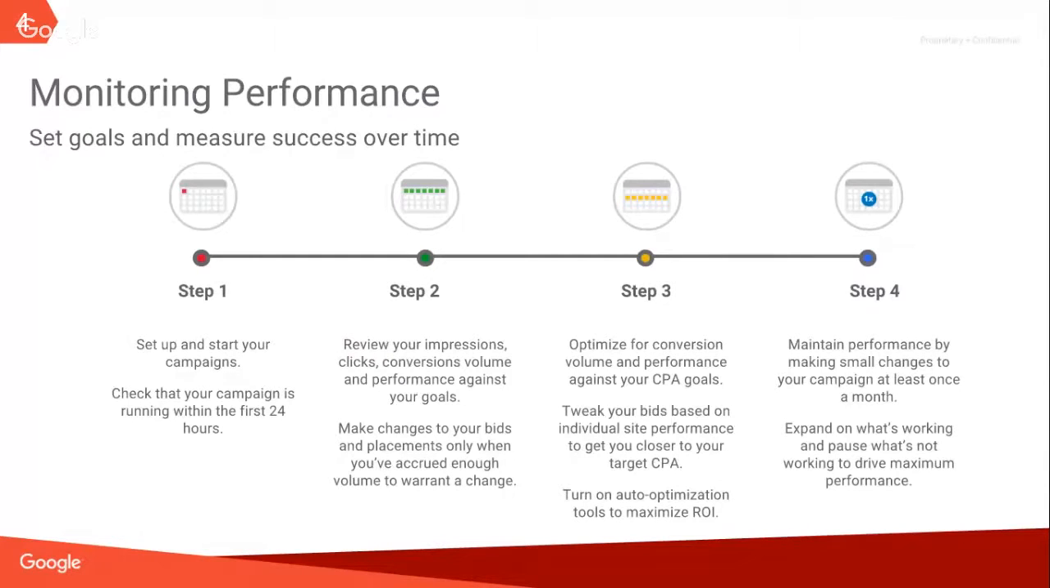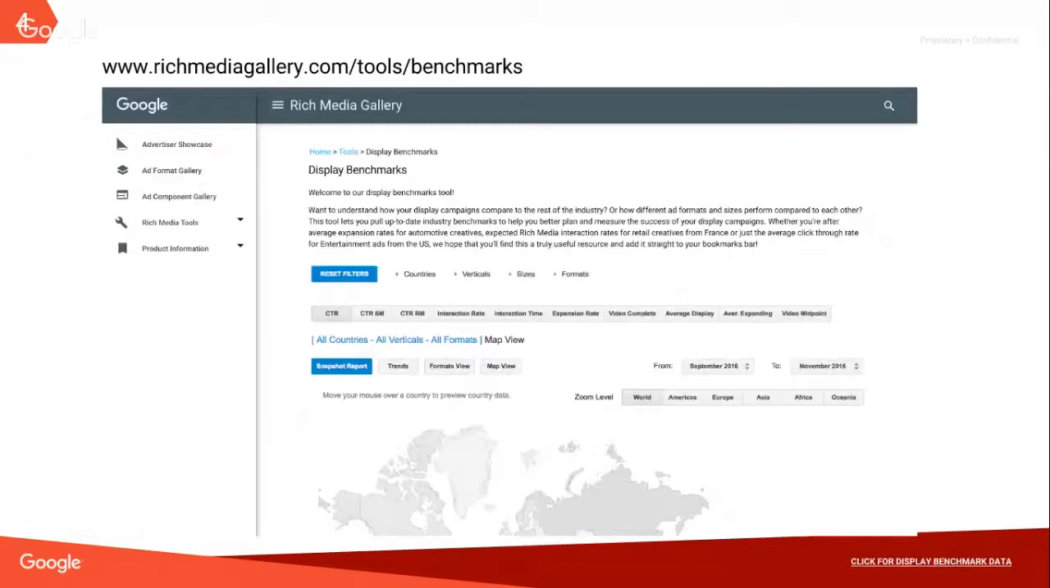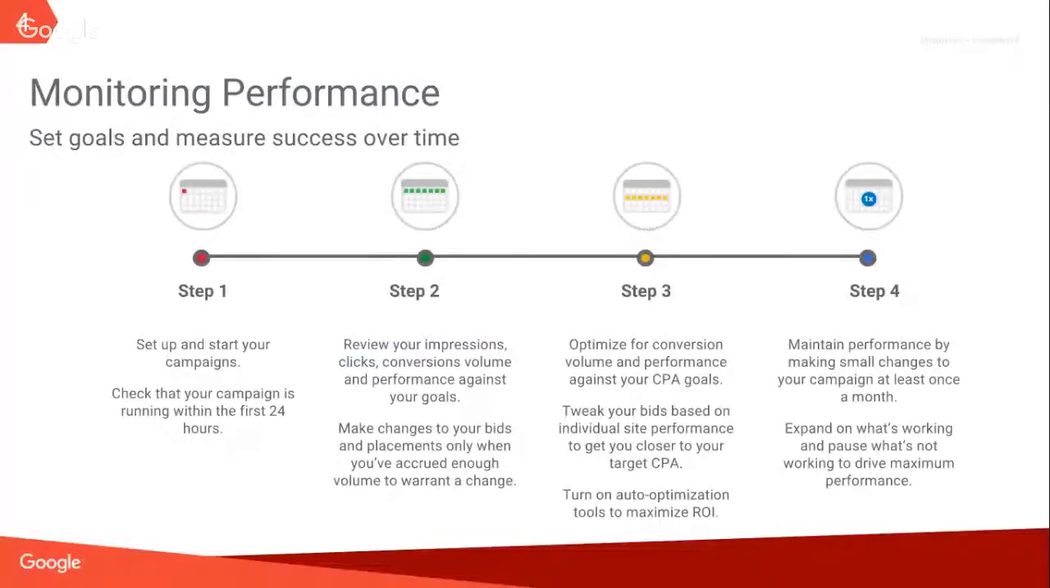So we've seen how the tool looks in this slide. And next up is how we go about monitoring the performance. We start by ensuring that the ads are definitely serving within the first 24 to 48 hours after we've made the setup. Also, if you have any conversions, set them up right when you're setting up the campaign.